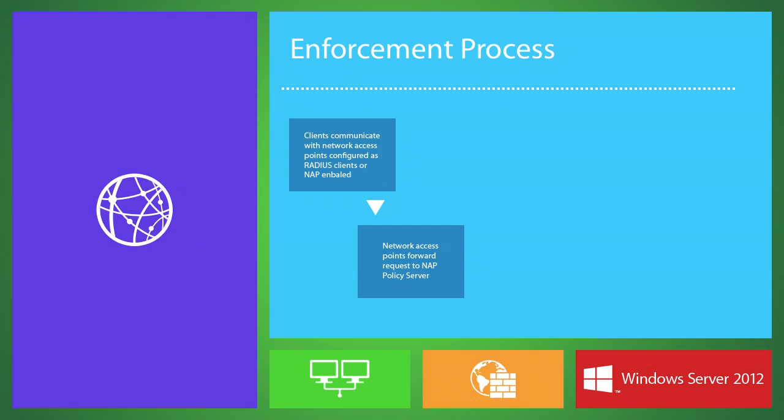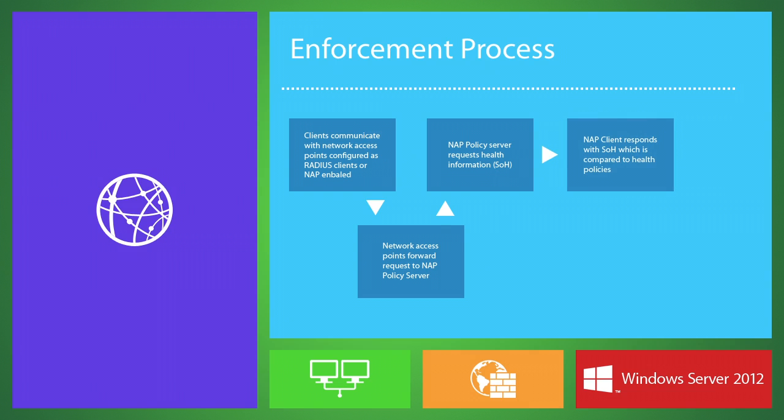protection. On the other hand, the DHCP server is enabled for network access protection either at the server level or at the scope level. In either case, the network access points will forward requests to the NAP Health Policy Server. The NAP Health Policy Server then requests health information from the client. This health information is known as an SOH, or Statement of Health.